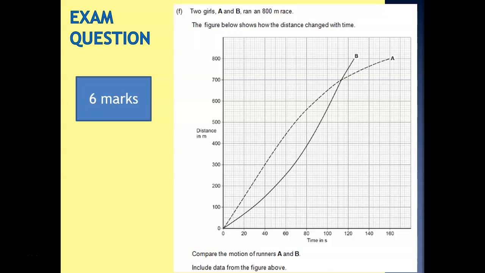Okay, 6-mark exam question. 2 girls, A and B, ran an 800-metre race. The figure shows how the distance changed with time. Compare the motions of runners A and B and include data. Pause the video. 6-mark question here.